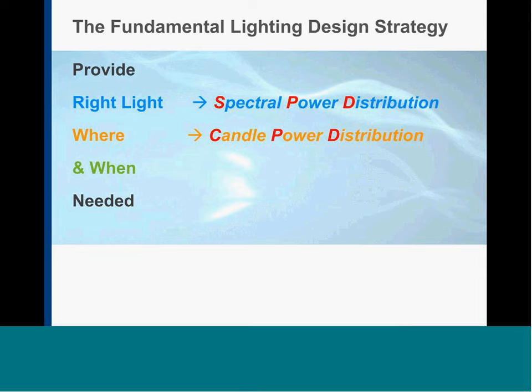The when is where the controls come in, which depends on environmental conditions. Apparently, we don't need the same intensity and the same composition of light continuously. We need different SPDs and different CPDs depending on what we do and what's happening in the environment. Now, I want to think of adaptive lighting as the automated implementation of this strategy.